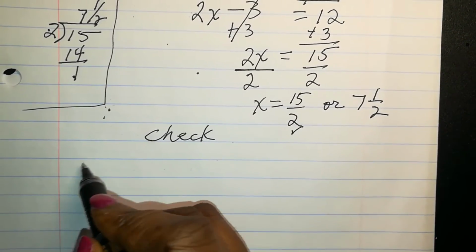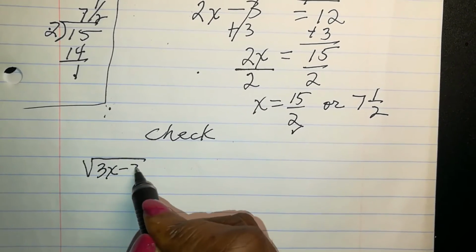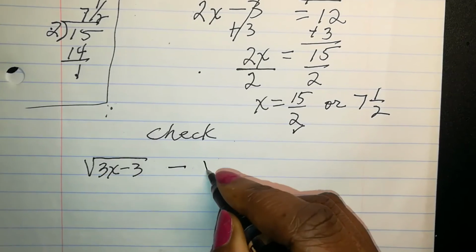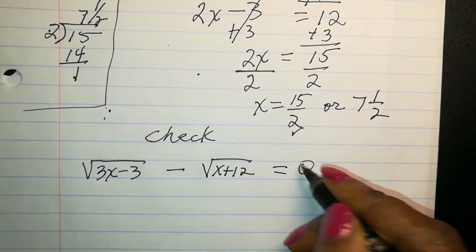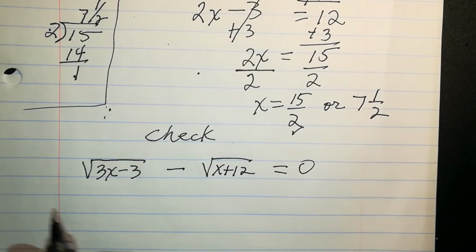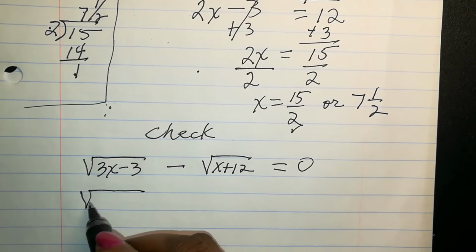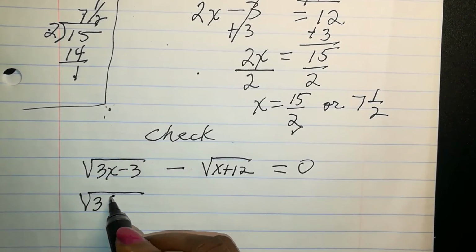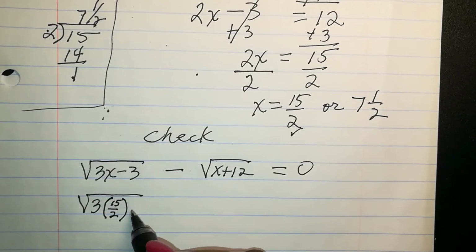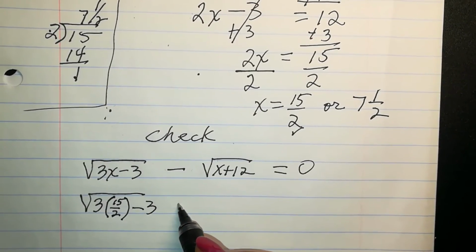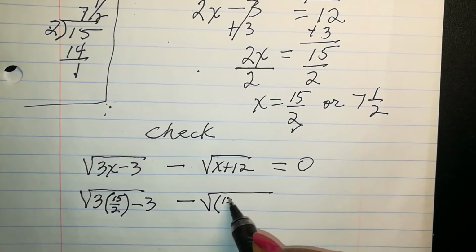Here we go. The original equation, here I go. 3x minus 3 minus radical x plus 12 equals 0. That's what it's supposed to equal. We're going to see right now. You ready? I don't know if it works. Let's see. Radical 3 times 15 over 2, close. That's where I'm substituting, minus 3, minus radical, open parentheses, 15 over 2.